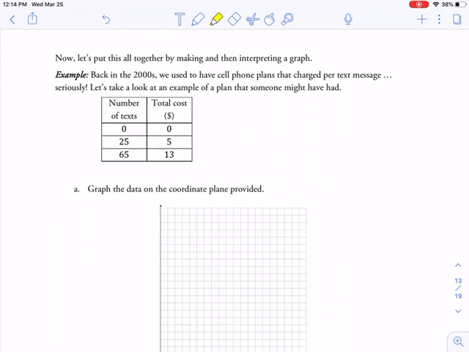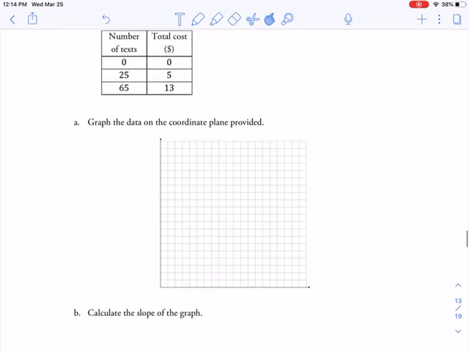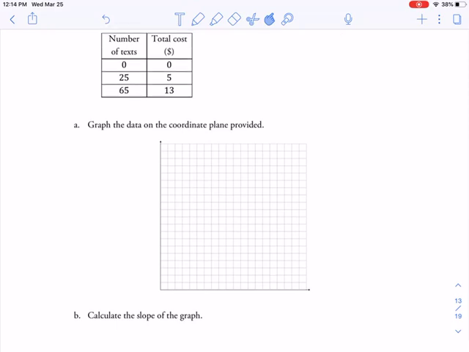So in this example here, I just made up what could be a graph or a set of values for that kind of usage of a phone. Of course, I don't know if this is exactly true, but this is the idea. And so we're looking at number of texts compared to total cost. Okay, so we're going to first graph this data on the coordinate plane that I've provided for you here.